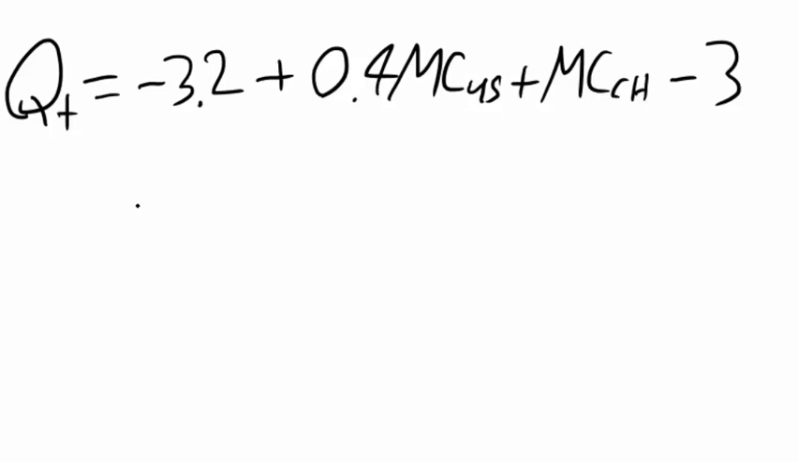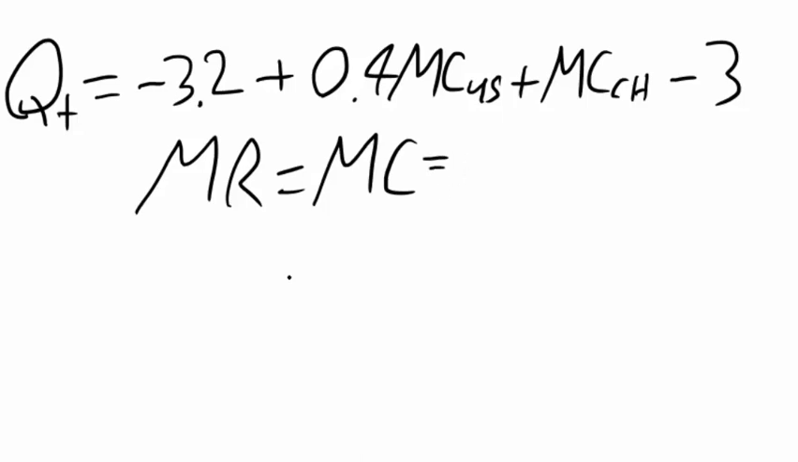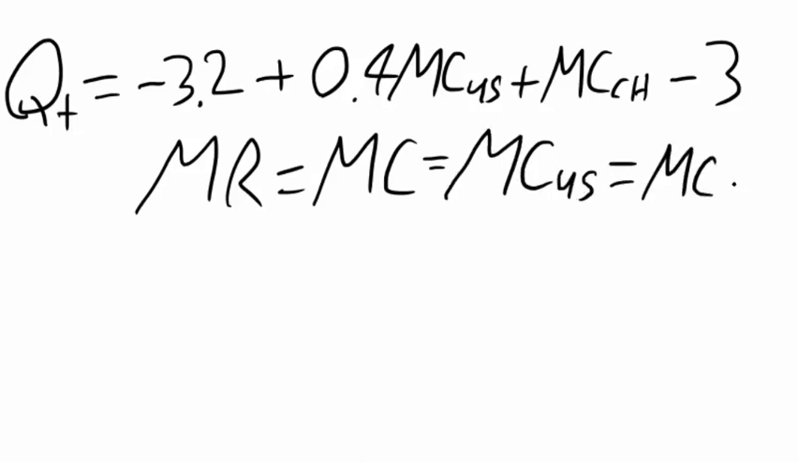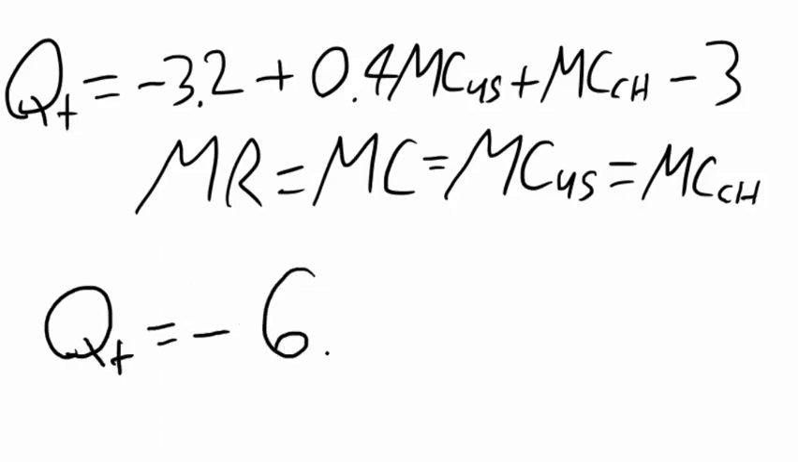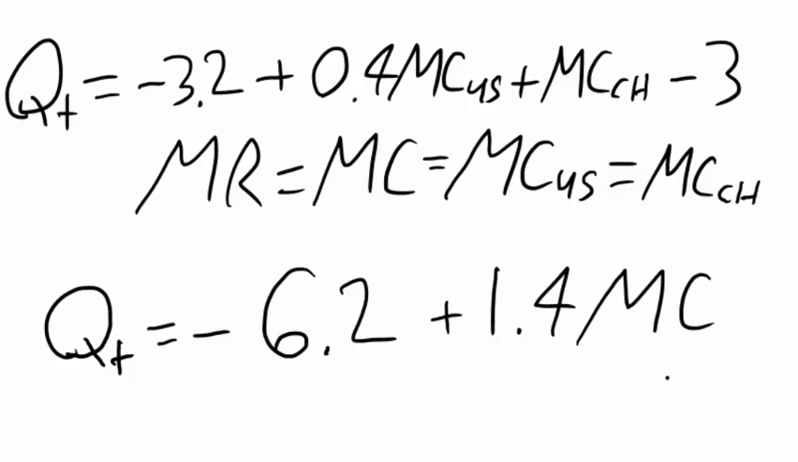Now one thing to note is while we do use the profit maximization rule of marginal revenue equals marginal cost, this marginal revenue and marginal cost are also equal to the marginal cost of each factory. So the marginal cost of China equals the marginal cost of the United States equals the marginal cost total equals the marginal revenue. So with this in mind, we can combine like terms of the two marginal costs. So what we're left with is a quantity total function of negative 6.2 plus 1.4 times the marginal cost total, or just marginal cost.